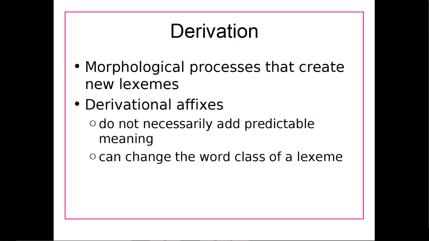So these derivational morphemes or affixes don't necessarily add a predictable meaning, and they can change the word class of a lexeme. So unlike, say, the plural ending of a verb, we can't necessarily predict what the new meaning of the word will be. And this can also change a word from a noun to a verb, or from a verb to an adjective, or something like that.